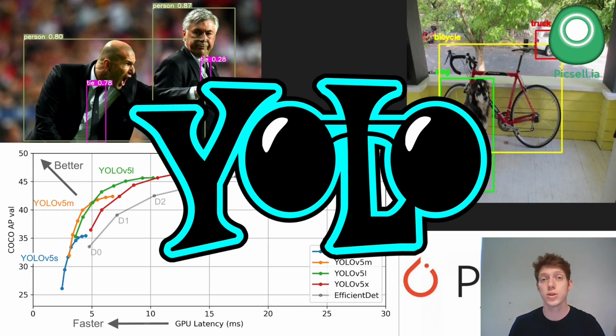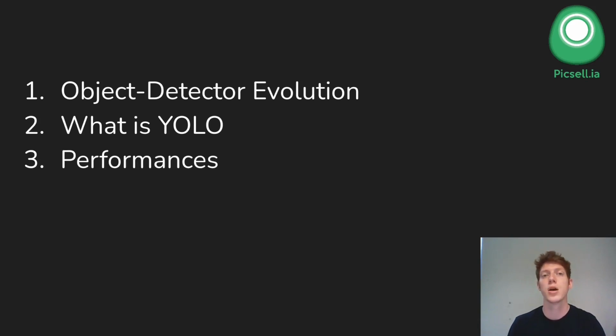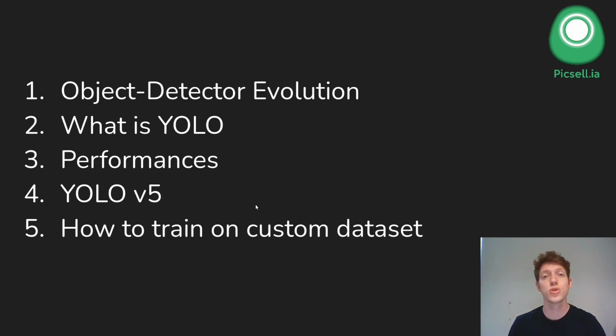For those who don't know what YOLO is, it's one of the most famous object detection algorithms that has been achieving state-of-the-art results for a few years now. The goal of this short video is to teach you how to train a YOLO V5 easily, but first we will quickly explain the theory, starting with the evolution of object detectors over time, what really is YOLO and how it's different from other object detectors, how it performs, YOLO V5 in depth, and finally how to train YOLO V5 on your own custom dataset.